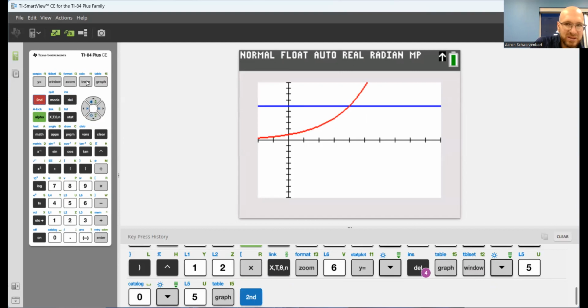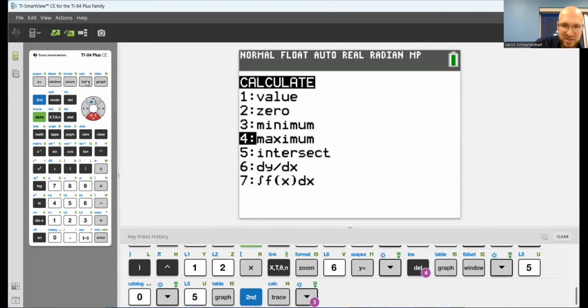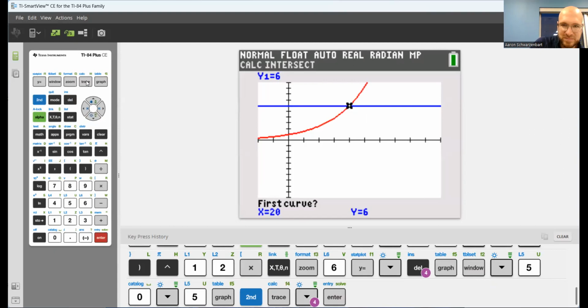Now, when I find the intersection, that will solve it. I'm on my blue curve, I'm on my red curve. I guess it's the only one. 19.98. Basically, it's going to take 20 years for this to accumulate to $3,000. Although that is 6 times the value I started with. So that's a pretty good amount of interest, 6 times as much. But it does take 20 years.